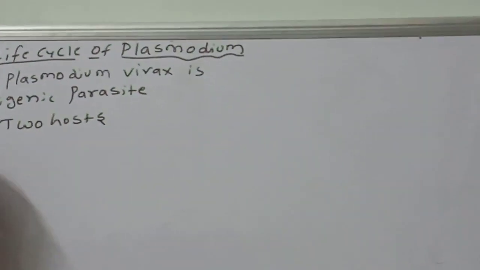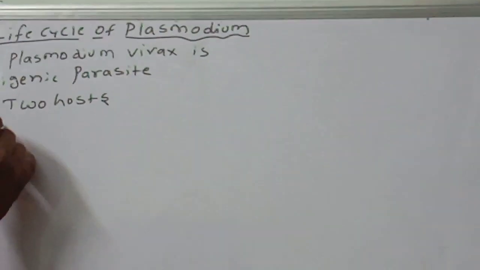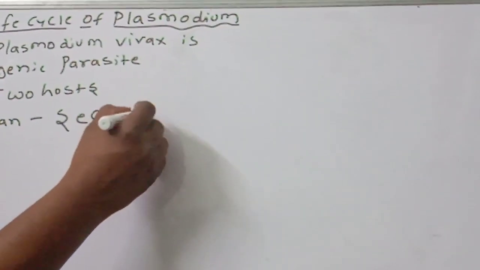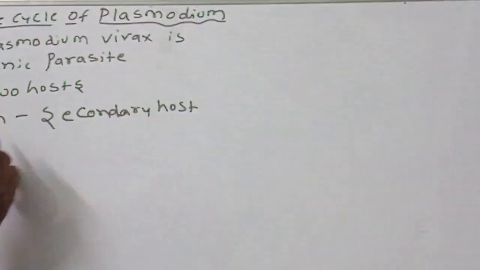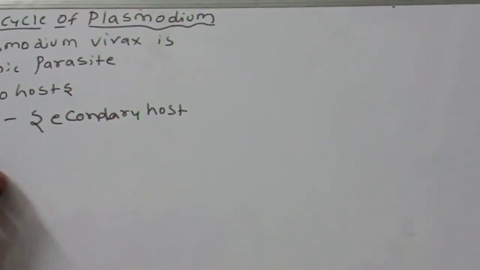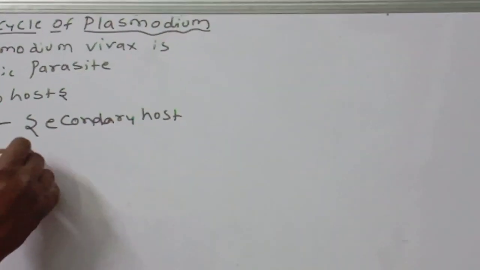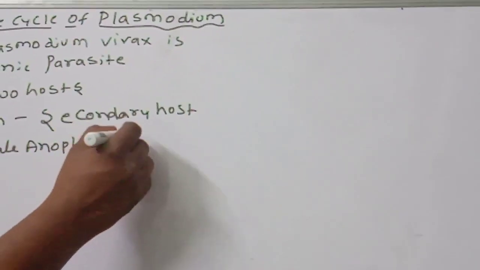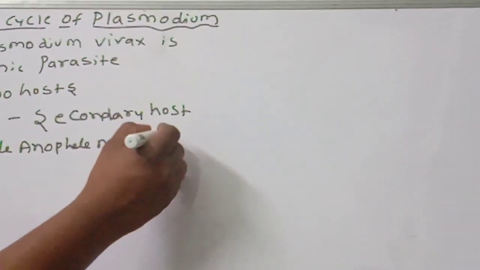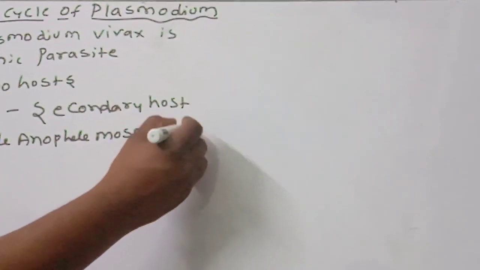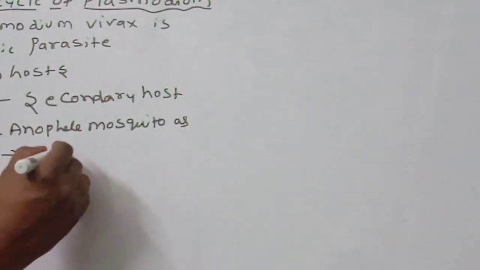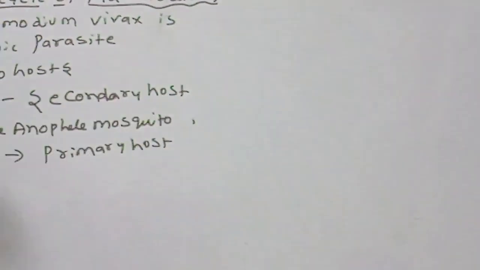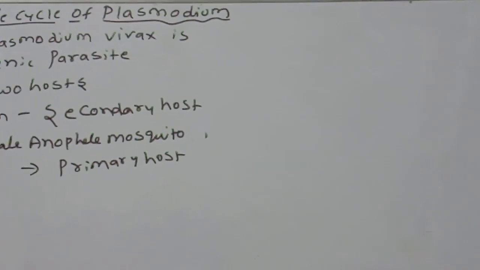Number one, man is the secondary host. Okay, children. And the female anopheles mosquito. Female anopheles mosquito is the primary host. This point also you should remember. Primary host. Okay, children.